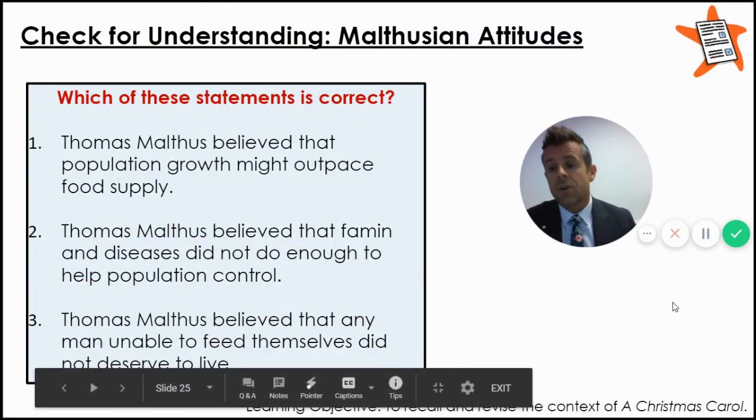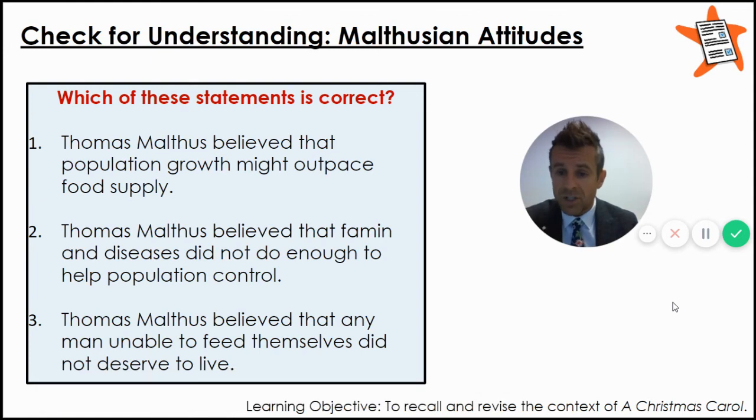So which of these statements is correct then? Thomas Malthus believed that population growth might outpace food supply. Thomas Malthus believed that famine and diseases did not do enough to help population control. Or is it number 3? Thomas Malthus believed that any man unable to feed themselves did not deserve to live. You've got about 10 seconds thinking time.